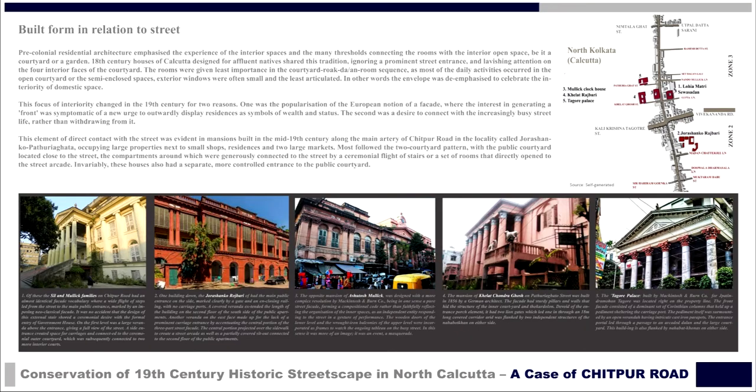The focus of interior changed in the 19th century. A new urge to outwardly display residences as a symbol of wealth and status came into the picture. These elements of direct contact with the streets were evident in mansions along the main artery of Chitpur Road in the locality called Jorasanko and Pathuriaghata.